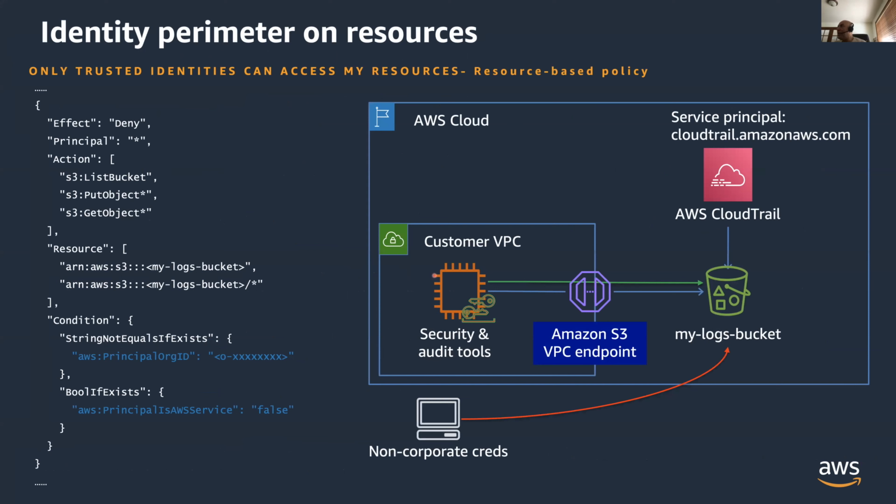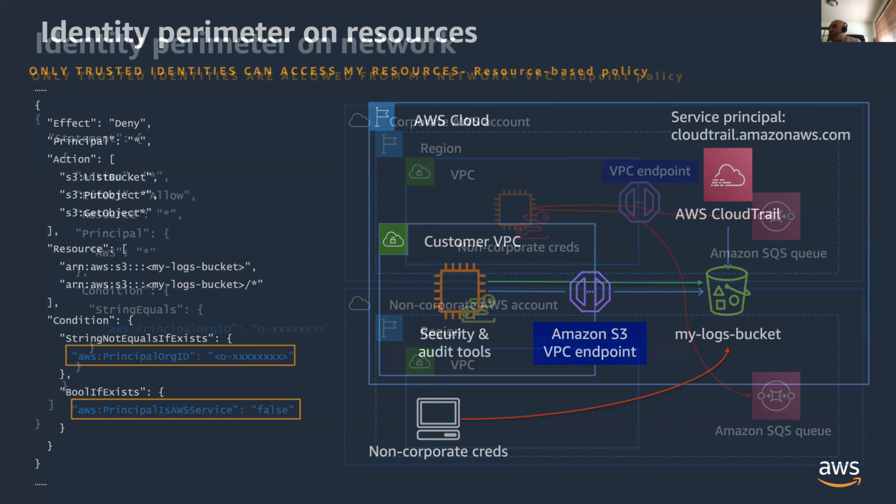Just to highlight some examples here, a user is trying to access a data bucket or S3 bucket. Because the user is coming from our own environment, where we have put a condition, they are allowed access. But a non-corporate credential will be denied access because of the condition that we have added here.